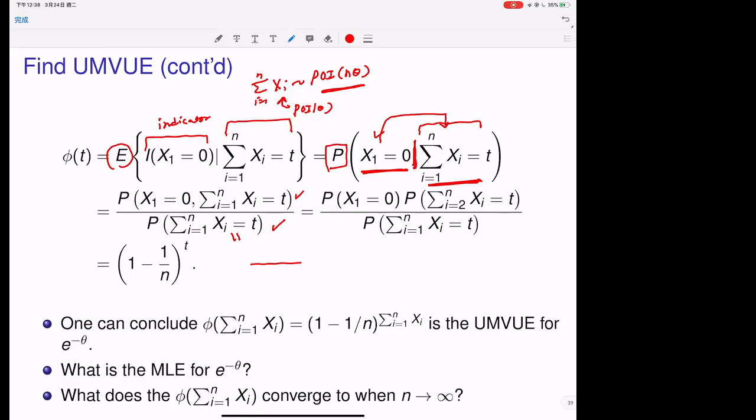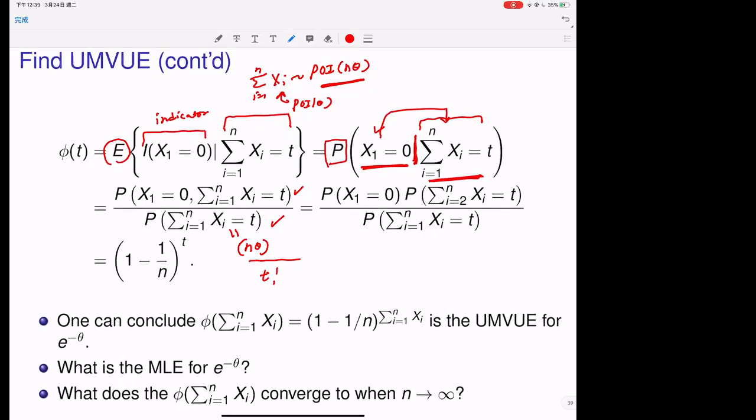Because it's Poisson n theta, I have t factorial, with lambda becoming n theta. Then lambda to the power t, then exponential of minus n theta. That's the probability of the random variable equaling t, where that random variable follows Poisson n theta. Then the numerator would be a little bit tricky, but it's handleable.